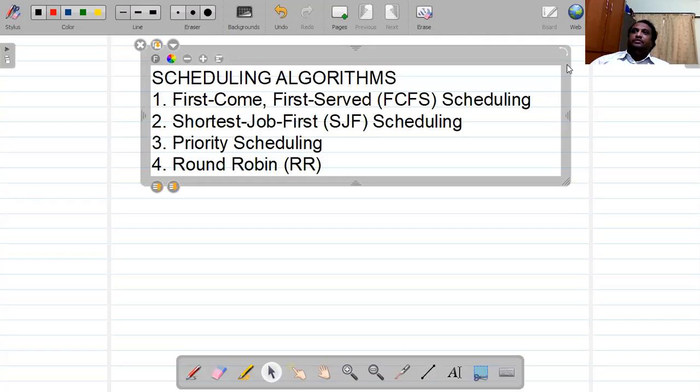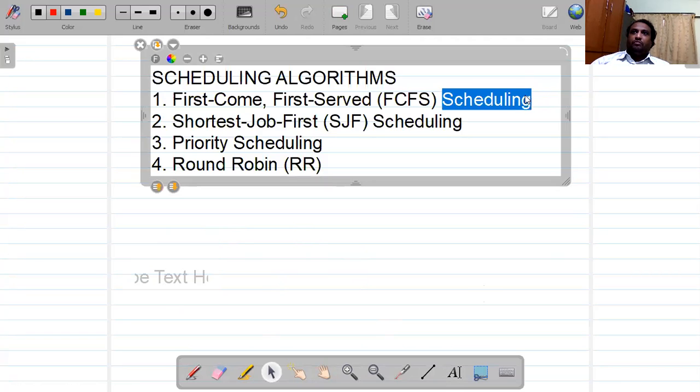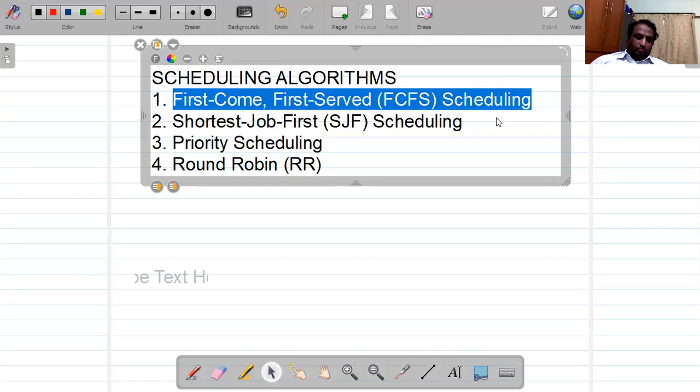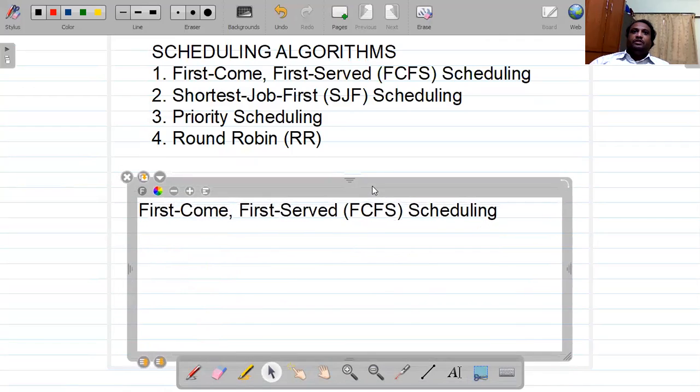First come, first serve. Priority scheduling and round robin. Okay. So out of which yesterday we started with the first one, the first come, first serve scheduling algorithm.